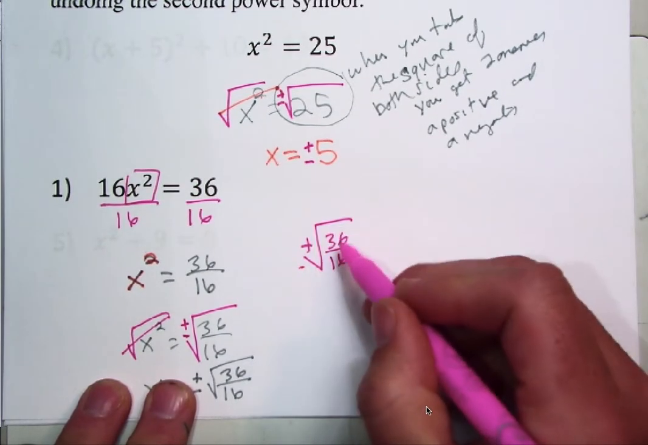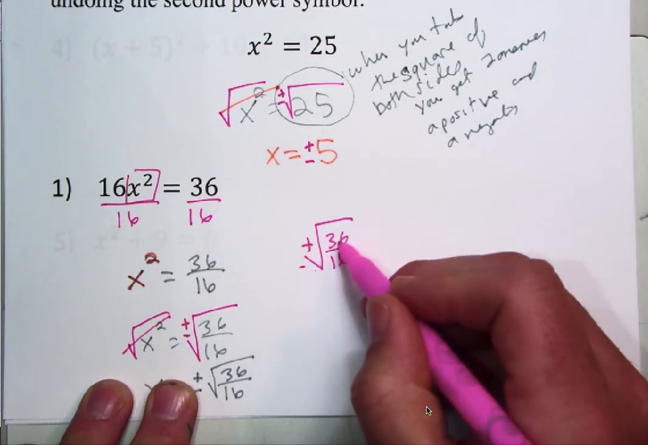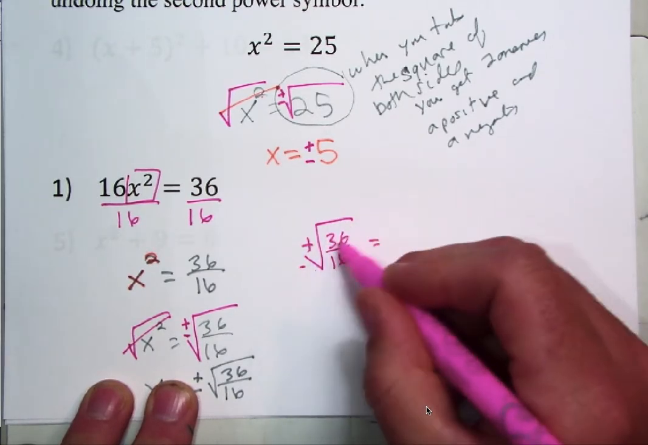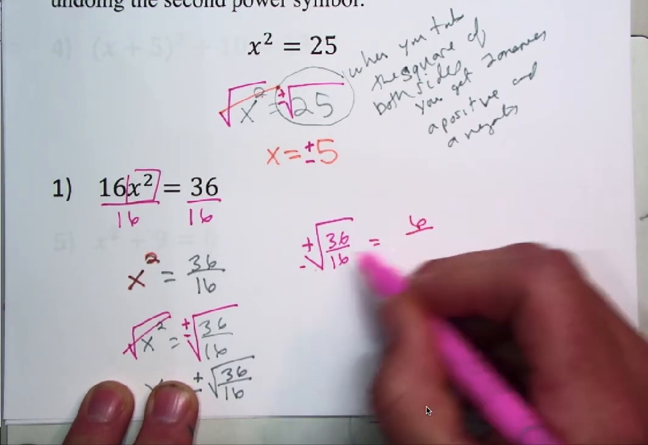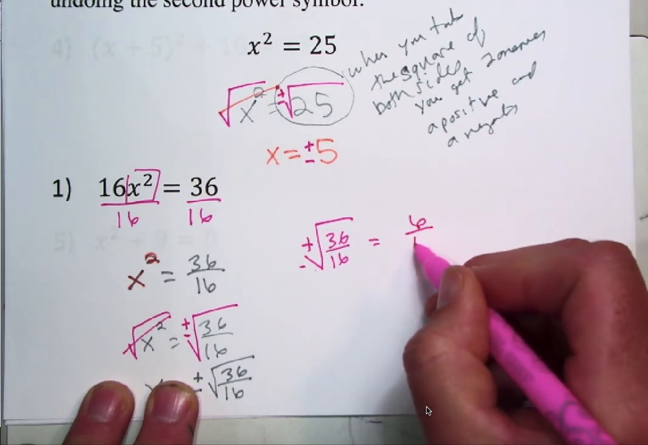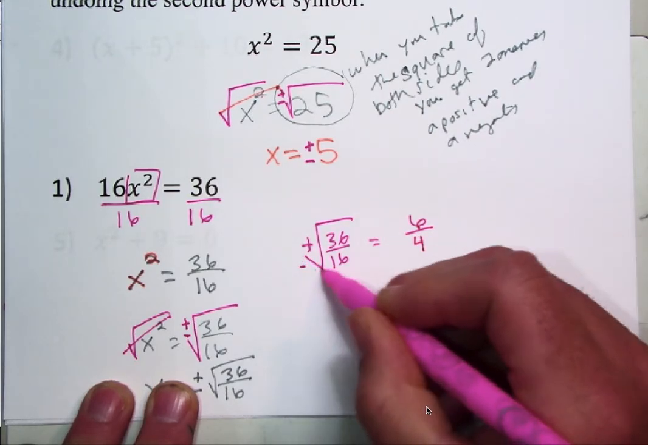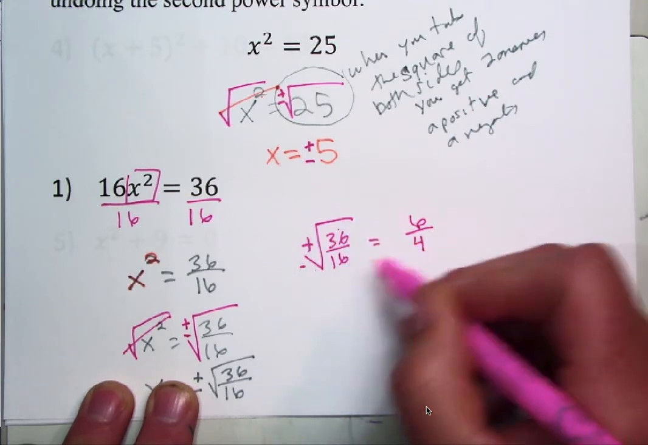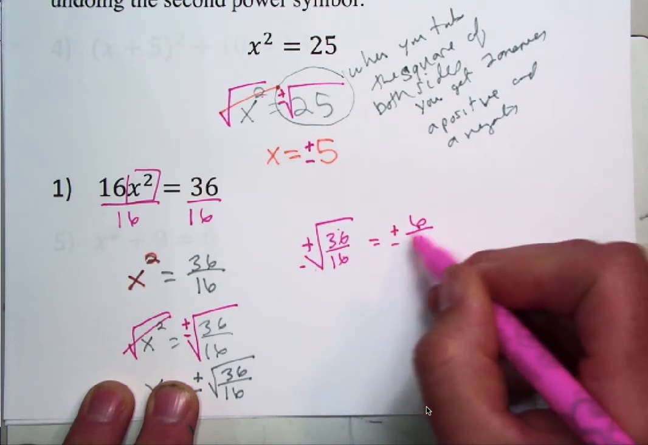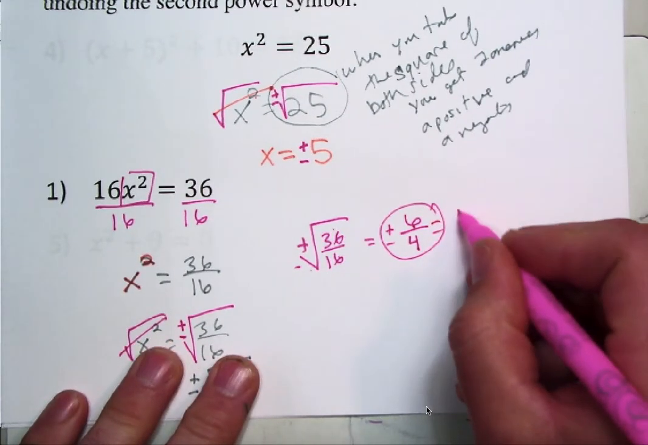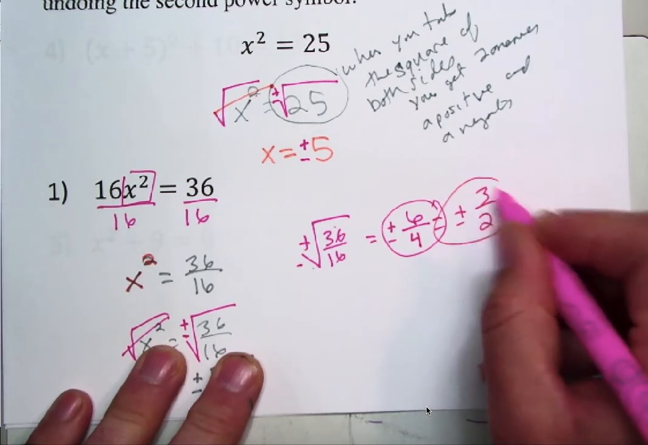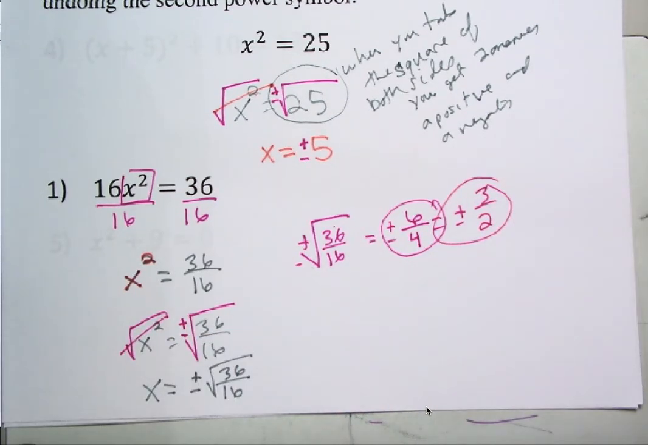Notice that you're taking the square root of these two things. Well, what is the square root of 36? It is 6. And what's the square root of 16? That's 4, right? So we can take the square root of these two numbers, and now we've got positive or negative 6/4. You might even simplify it a little further and say plus or minus 3 over 2. Okay. There we have it. We found our answer.